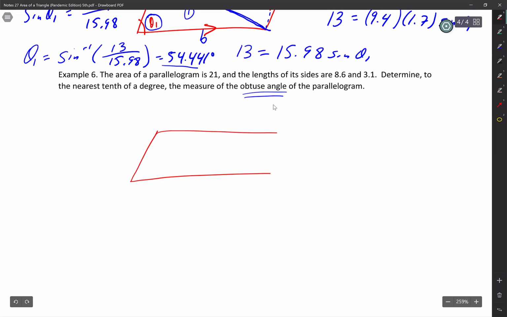The reason why I like it is because the calculator will not give you the obtuse angle. The calculator will actually spit out an acute angle. Can someone tell me why? Can someone give me a counterexample?